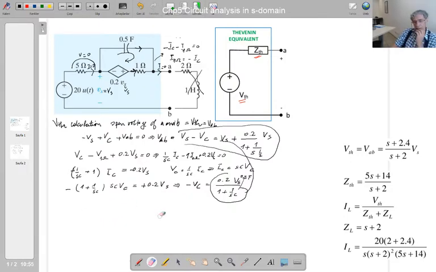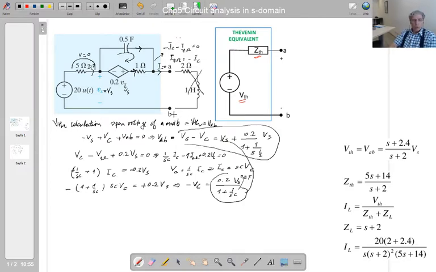Okay. So the next step is to find out the impedance seen between these two terminals. There are two ways of calculating this impedance here. One way is you can make these two terminals short circuit and calculate this short circuit current. VTH over the short circuit current gives you the impedance that you see from here. That's one method.